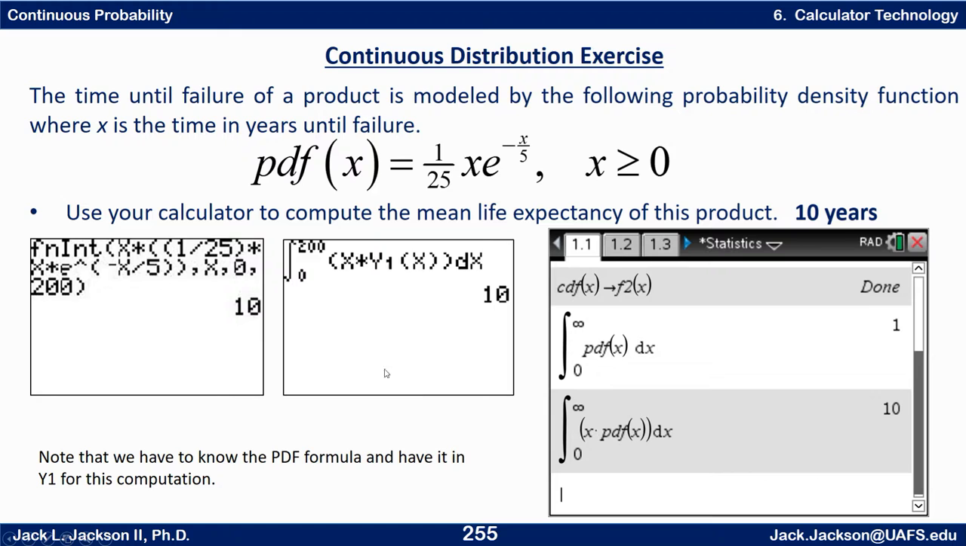So for this to work, you of course have to know the PDF formula and have it in y1 for this calculation to work. There's the old operating system and the new operating systems of the 84. On the old operating system, I actually typed in the formula, but you don't have to. If you've got it in y1, you can put y1 there. Here, instead of y1, I can put the actual formula in place. It's probably easier if you just go ahead and have it in y1.